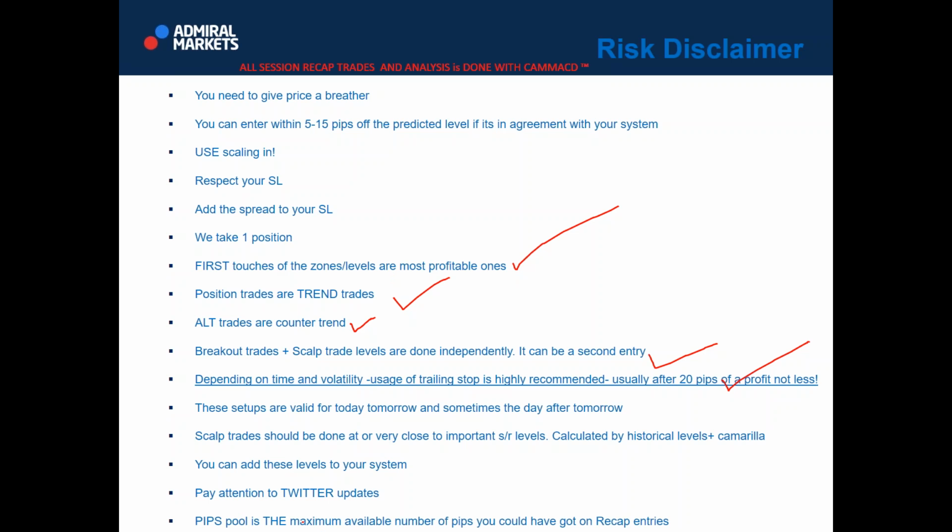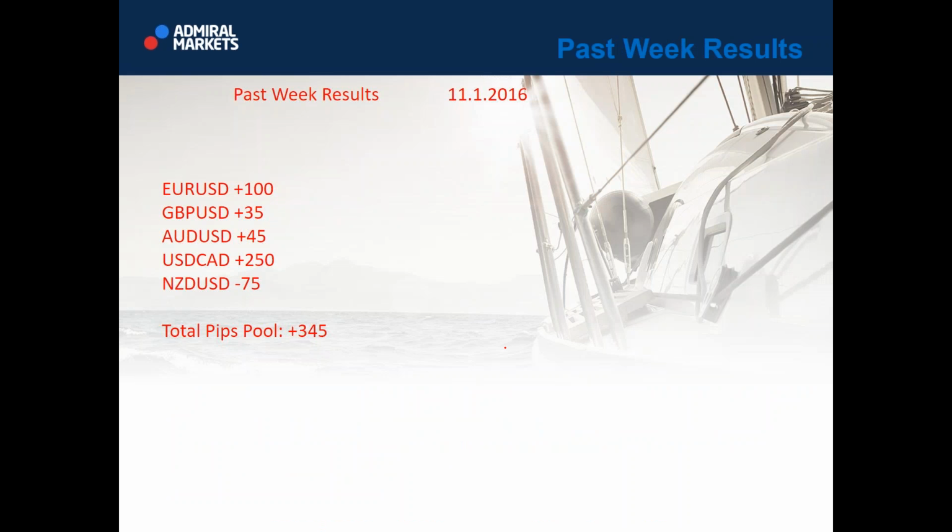The term pips pool is the maximum available number of pips you could have got on recap entries. Now, these are past week results. Euro dollar was good for 100 pips, pound dollar was good for 35, Australian dollar was good for 45, dollar CAD was good for 250, and New Zealand dollar was bad for 75 pips. Total pips pool is 345. So this was the maximum available number of pips you could have made with this setup.